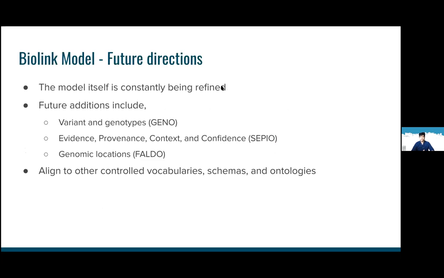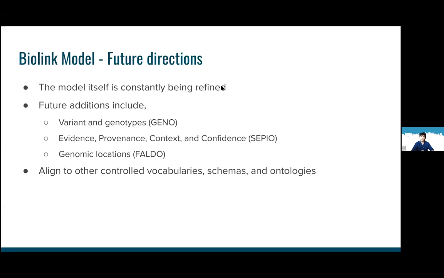In terms of future directions, the model itself is being constantly refined, and we have a lot of work ahead of us. We would like to add better representation of variants and genotypes by looking at the genotype ontology, increase the expressivity of the model for things like evidence, provenance, context, and confidence by looking at the CPO ontology, and also better represent genomic locations by looking at FALDO.